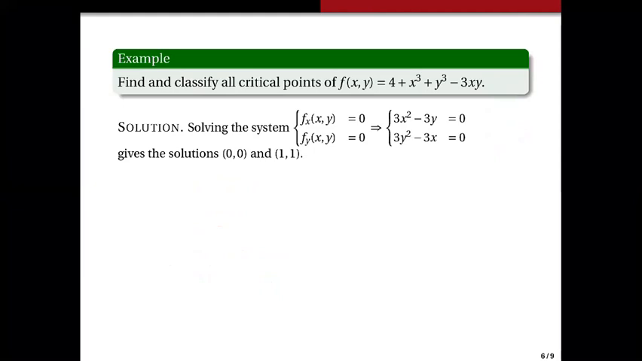So this means these are critical points. This guy here and this guy here. These are critical points. And then we want to classify these critical points in the sense of being relative minimum or relative maximum, or maybe saddle point, or maybe just an ordinary point. Okay?